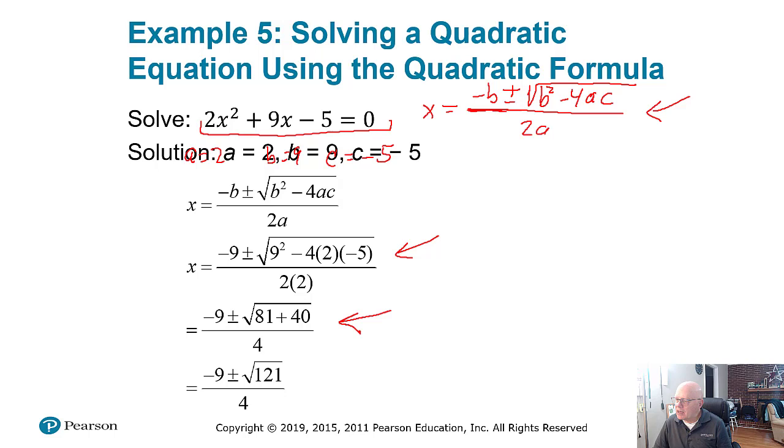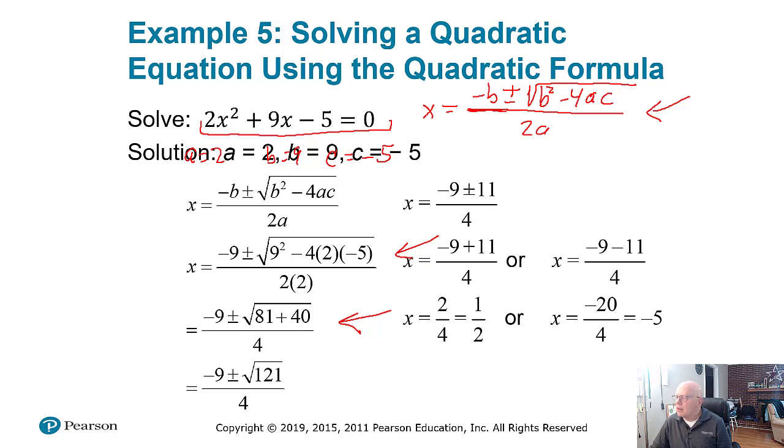Did some of the multiplication inside the radical and in the denominator. Add the 81 and the 40 to get 121. The square root of 121 is 11. Here are your two answers. Split them up at this point. Write this down with a plus here and get the answer. Write it down with a minus here and work out the answer. Two answers.